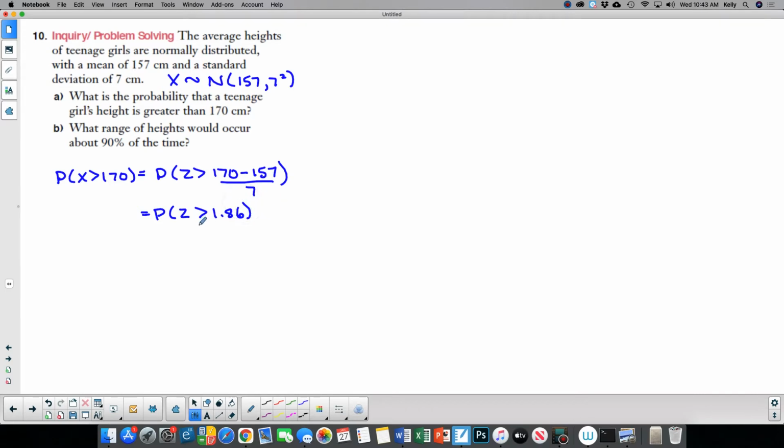Now, of course, your normal distribution table doesn't do greater than, it's all less than. So what we have to do is switch this around to the probability that, 1 minus the probability, 1 minus the probability that z is less than 1.86. So let's go look up 1.86 in the z-chart.